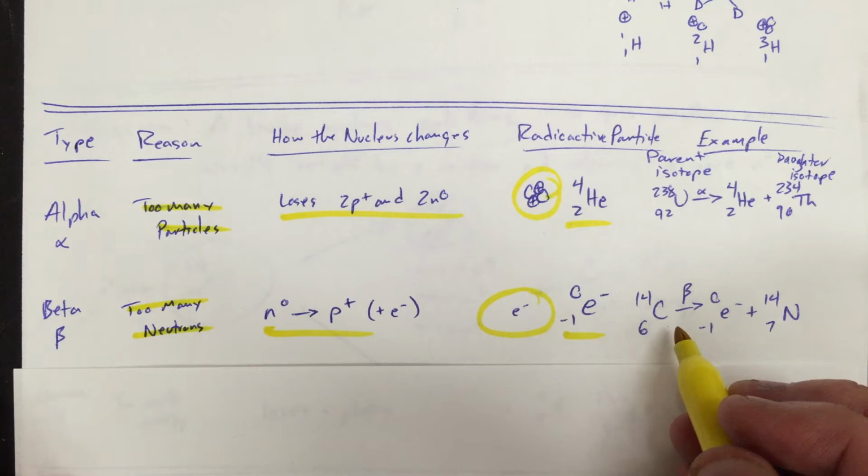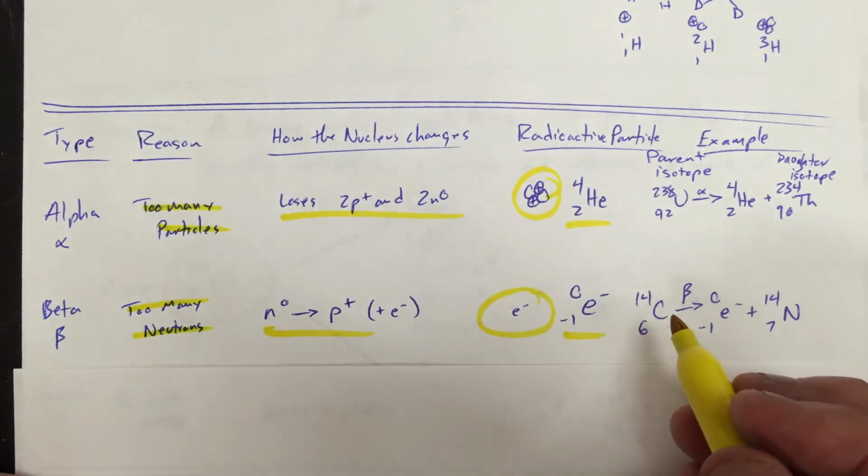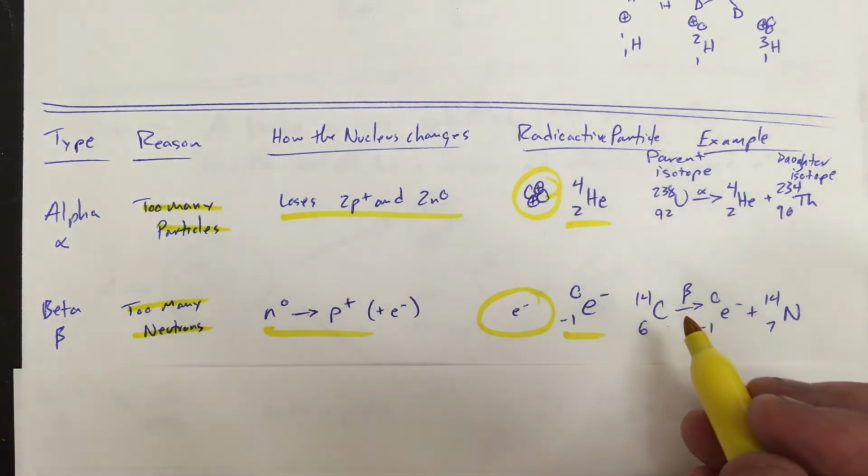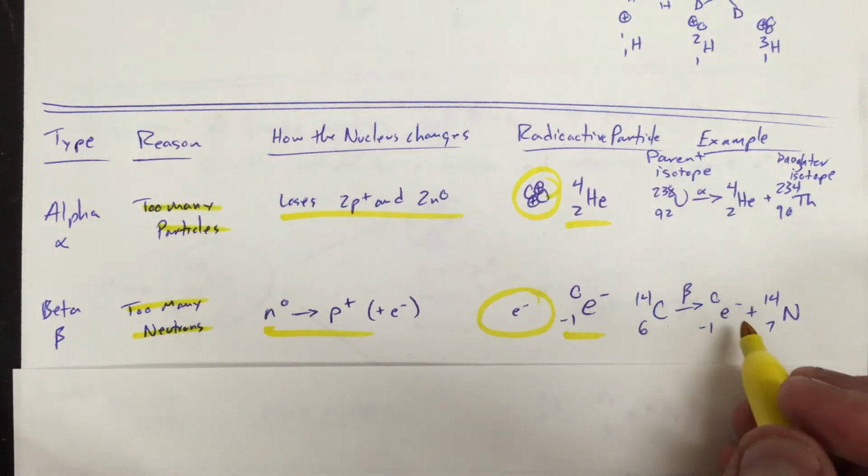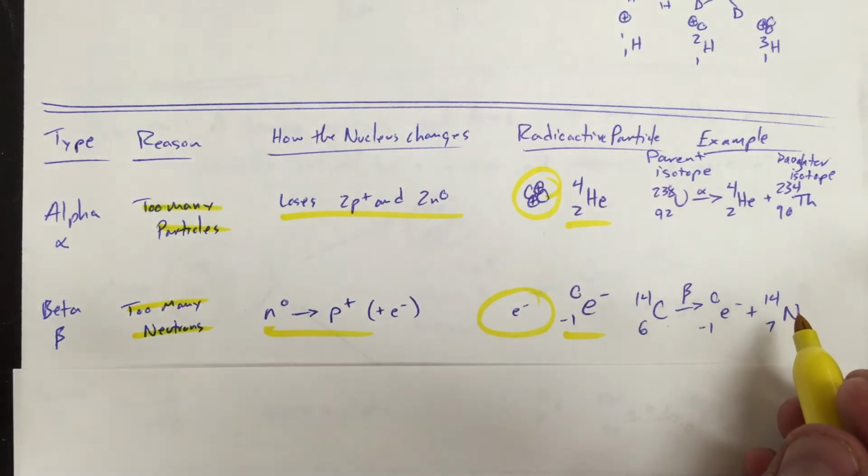Carbon-14 is unstable because it has too many neutrons, and so it's going to undergo beta decay and become nitrogen-14.